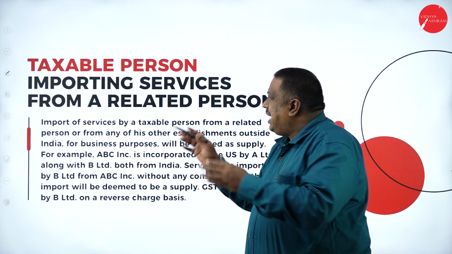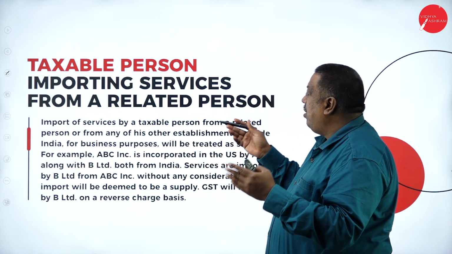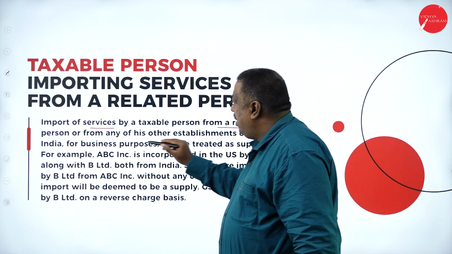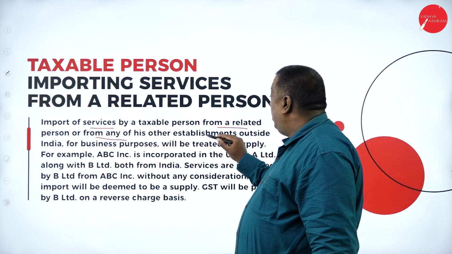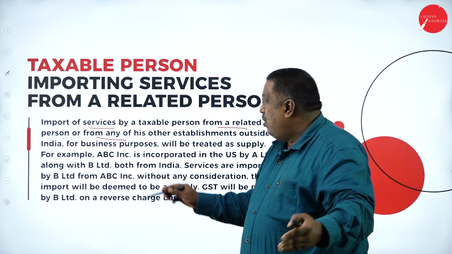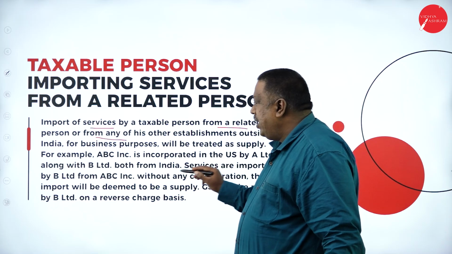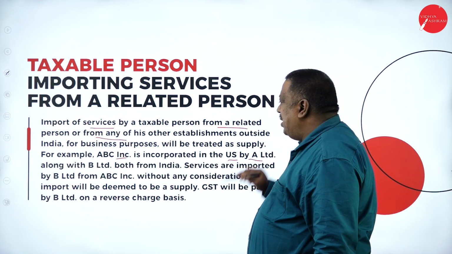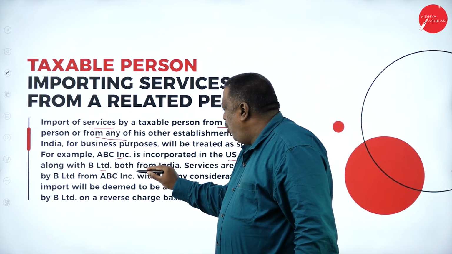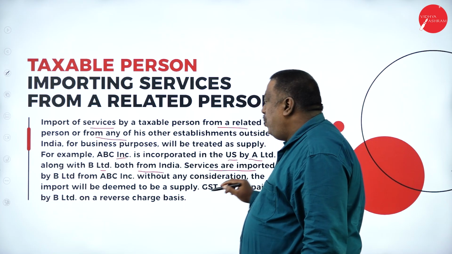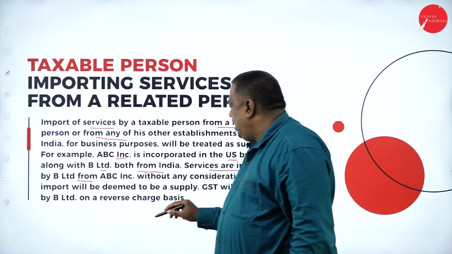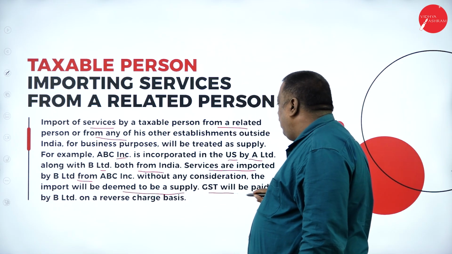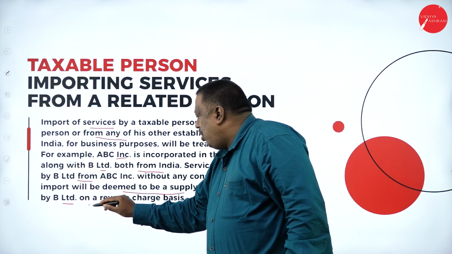Next we have taxable person importing services from a related person. For example, import of services by a taxable person from a related person or from any of his other establishments outside India for business purposes will be treated as supply. For example, ABC company is incorporated in the US by A Limited along with B Limited. Both from India, services are imported by A Limited from ABC without any consideration. The import will be deemed to be supply. GST will be paid by A Limited on a reverse charge basis.